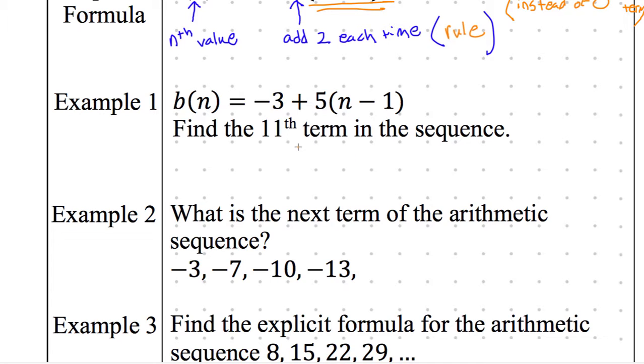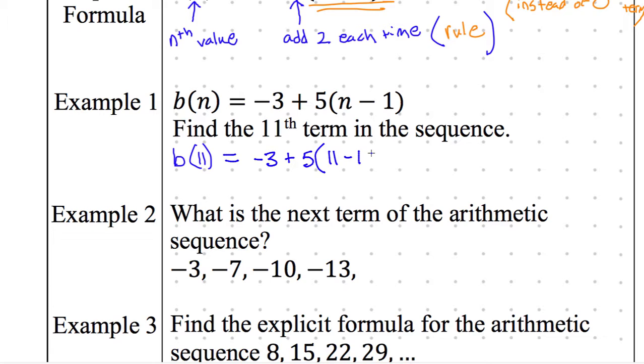Find the 11th term in the sequence. Plug in 11. So how do I do this? To find the 11th term, I'm going to do b of what? 11. B of 11. This literally reads the 11th term. The 11th term is, equal sign means is, and then I just plug in everything on the right hand side as well. Minus 3 plus 5 times, what am I plugging in for n again?